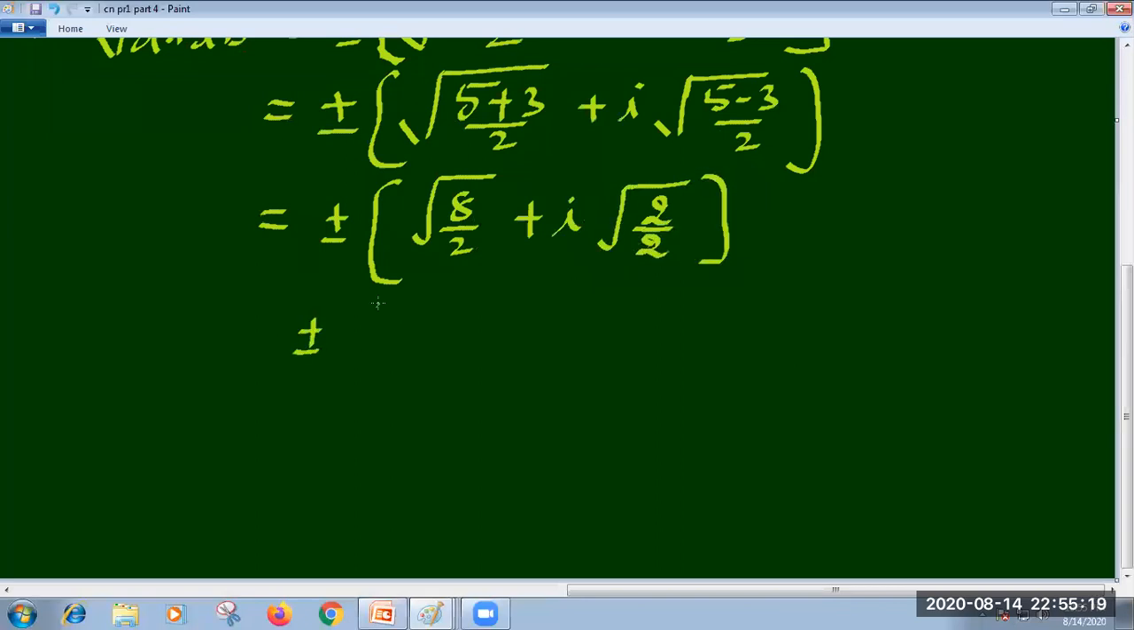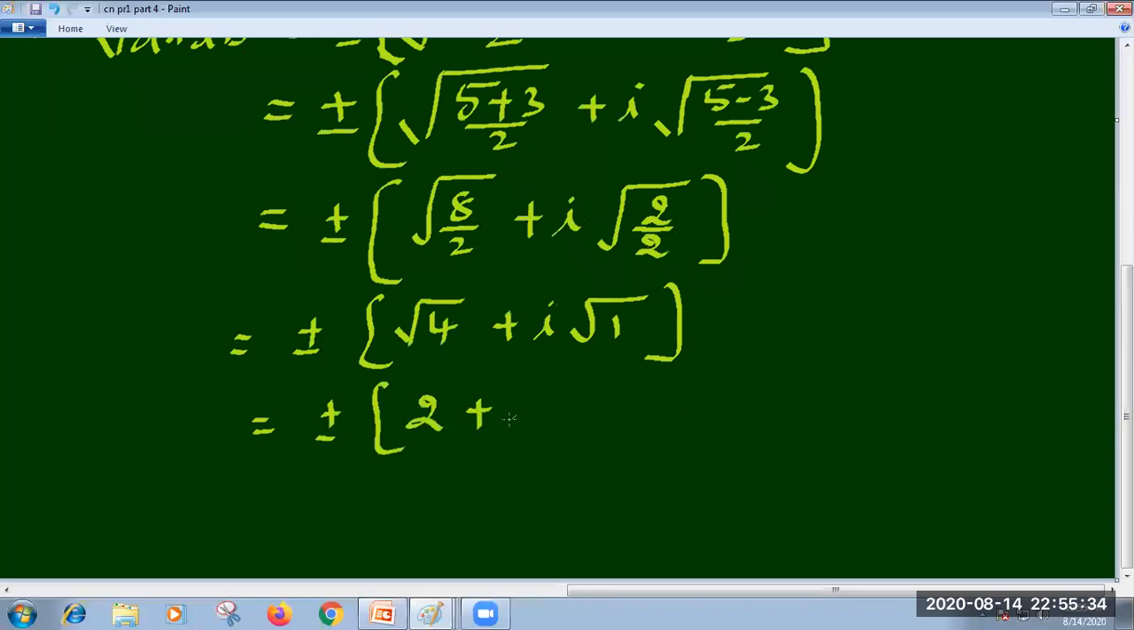So further simplifying, 8 by 2 is 4, 2 by 2 is 1. So root 4 is 2 and root 1 is 1, and you need not write 1. So here the square root of the given complex number 3 plus 4i is plus or minus (2 plus i).